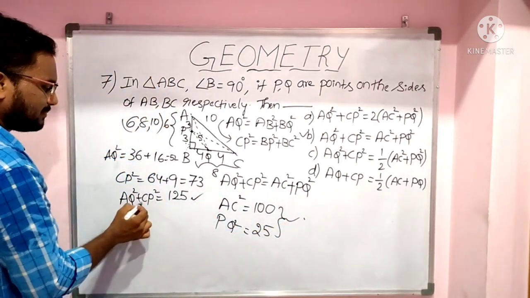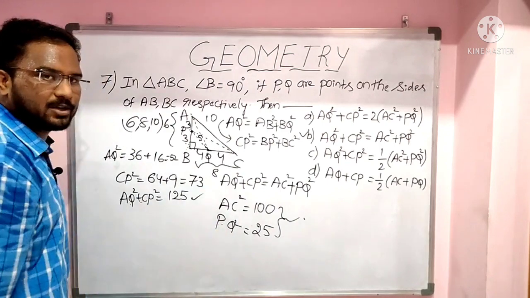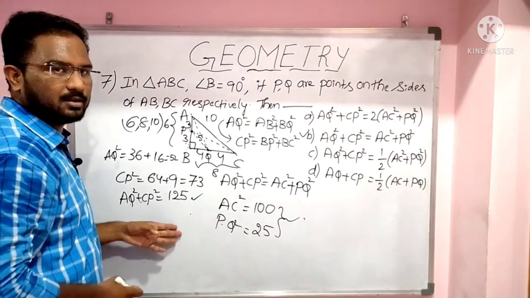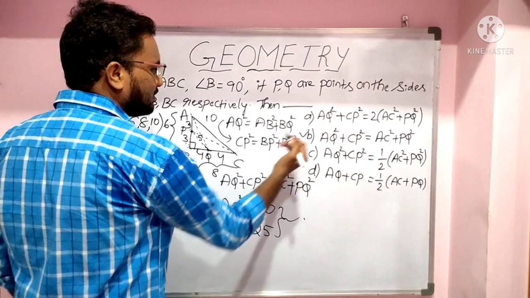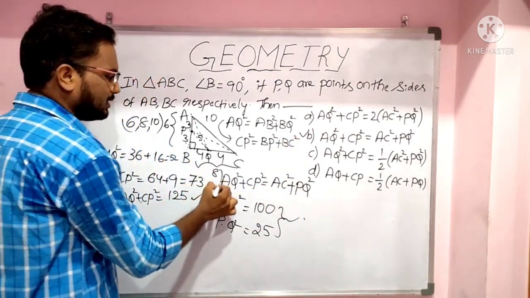So AQ square plus CP square equal to AC square plus PQ square. This is how we should do the problem by putting the values. So this is one method and this is another method.